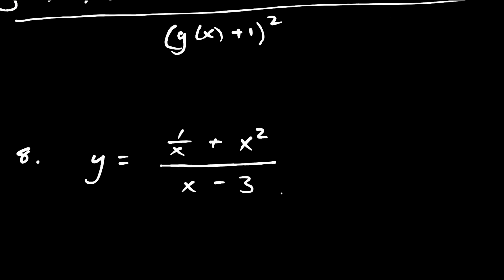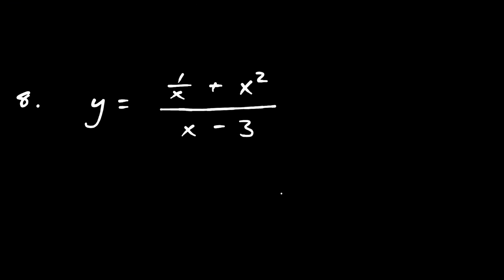Number 8 looks a little complicated, so let's clean this up when you can. So when I have a fraction inside a fraction, we call that a complex fraction. So what we like to do is clear the fraction. So since our denominator is x, I multiply the numerator by x and this denominator by x, and we'll get something that looks like this.